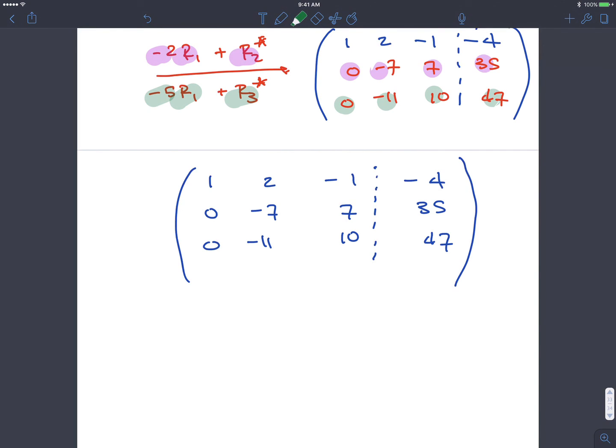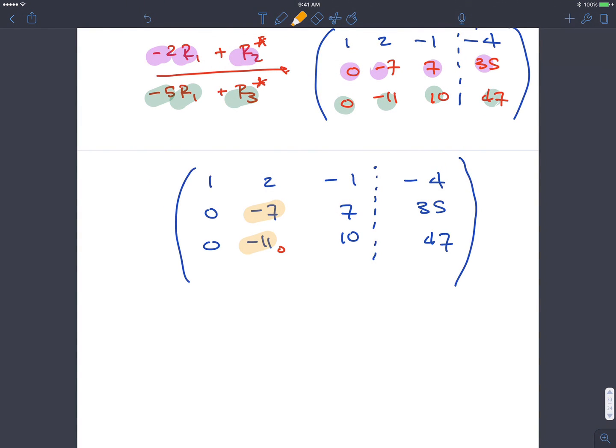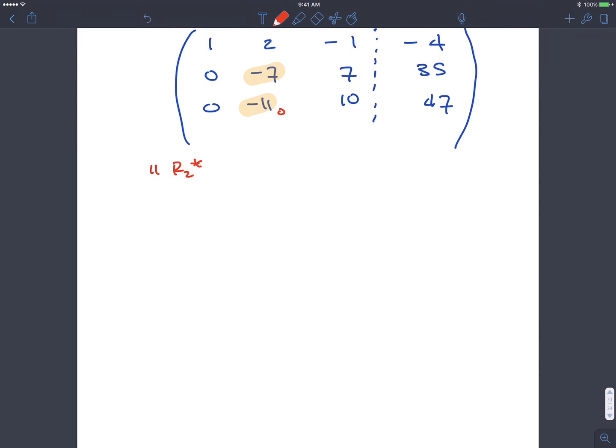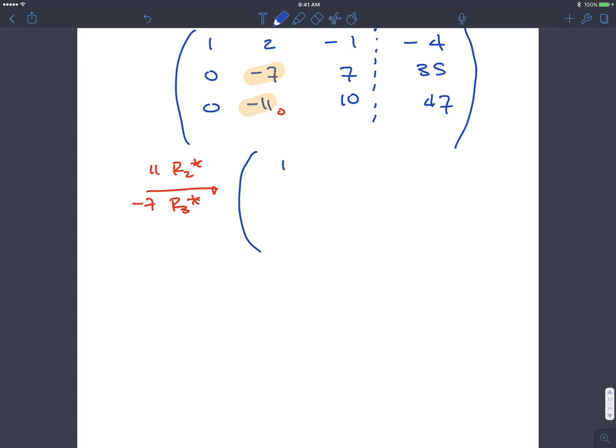And notice what we want to do here this time is get 0 down here. So let's recall that these two values need to be opposite. To make them opposite, we're going to do the following. Multiply 11 times row 2, which will change row 2. And then multiply -7 with row 3 to change row 3. Row 1 stays the same, so I'm going to copy all those entries down for row 1.